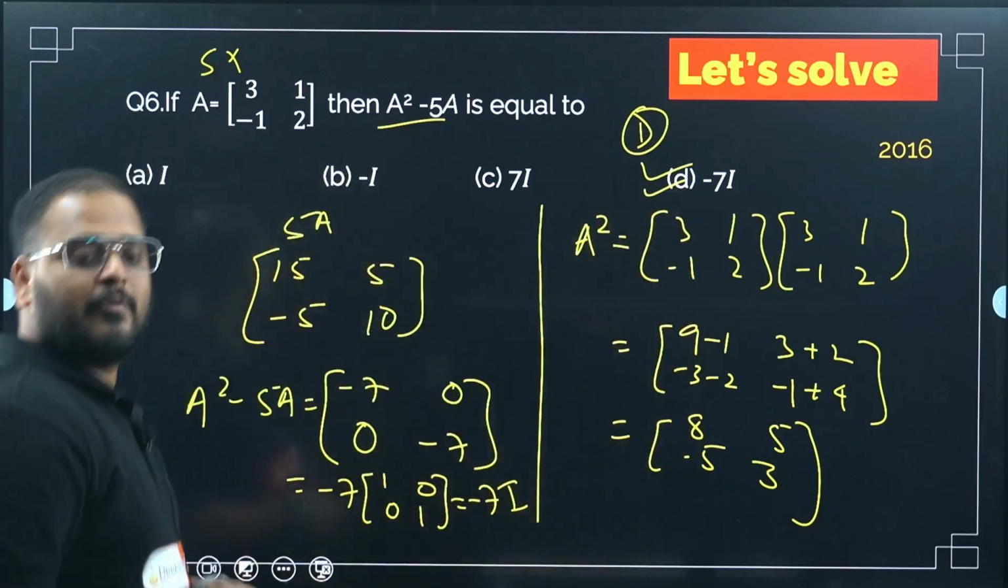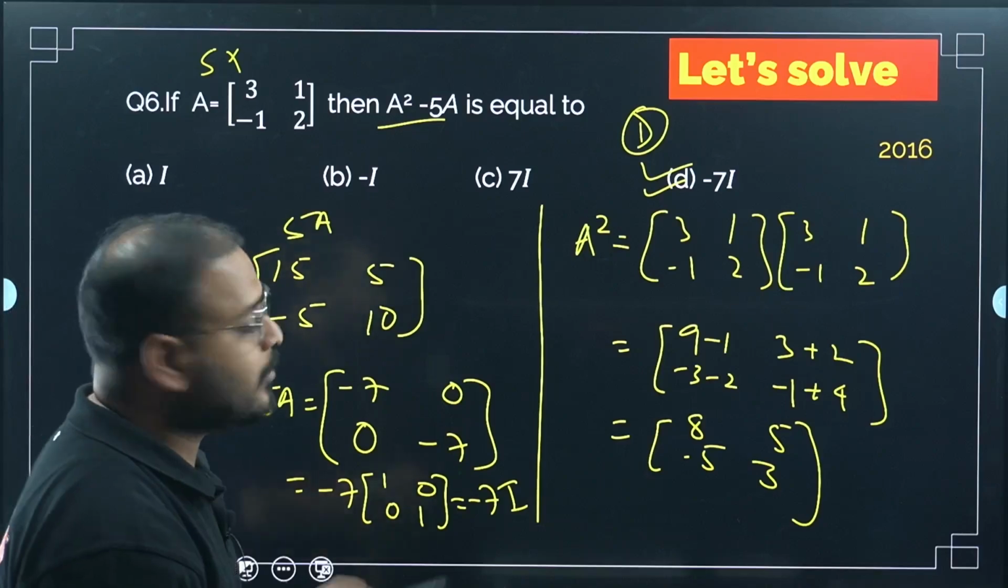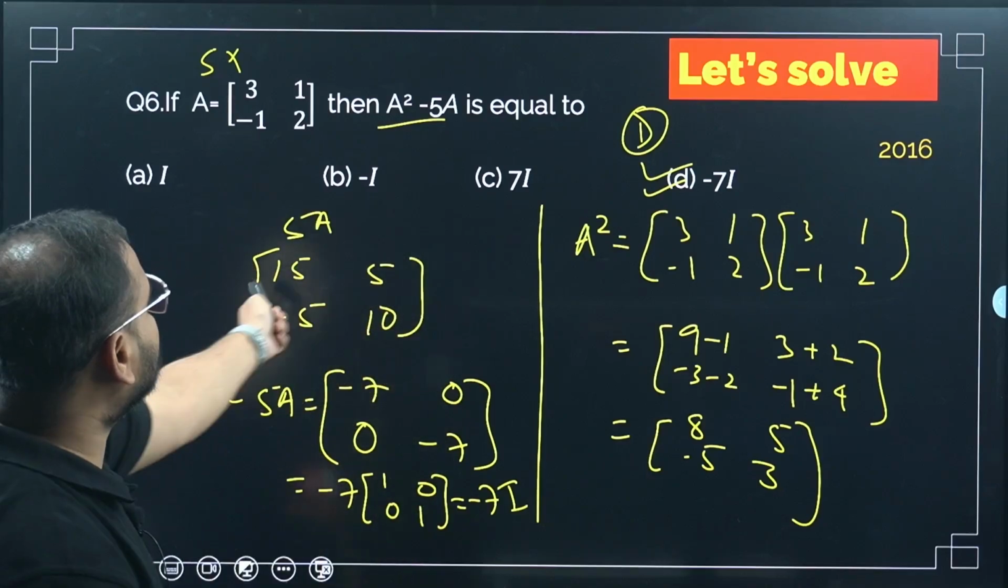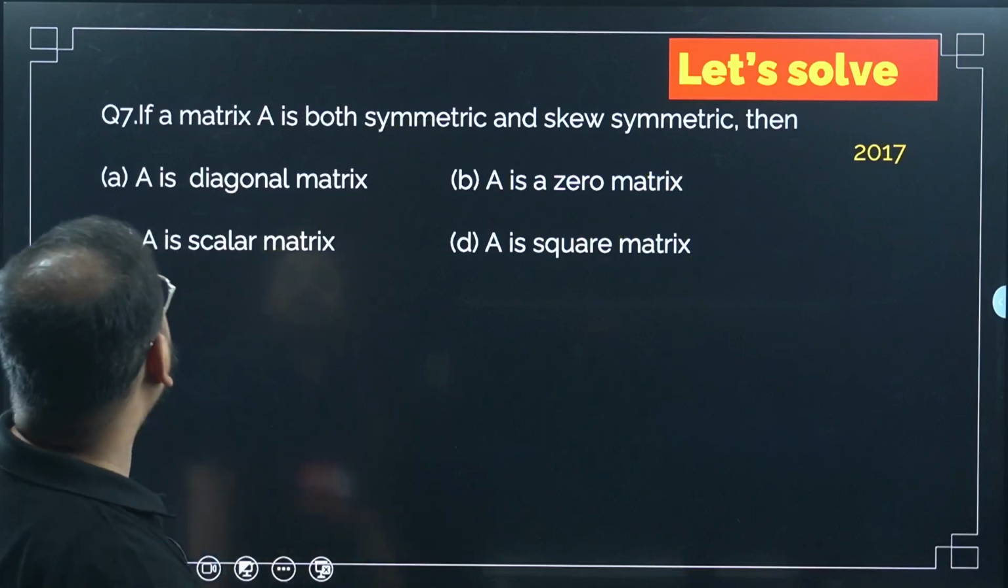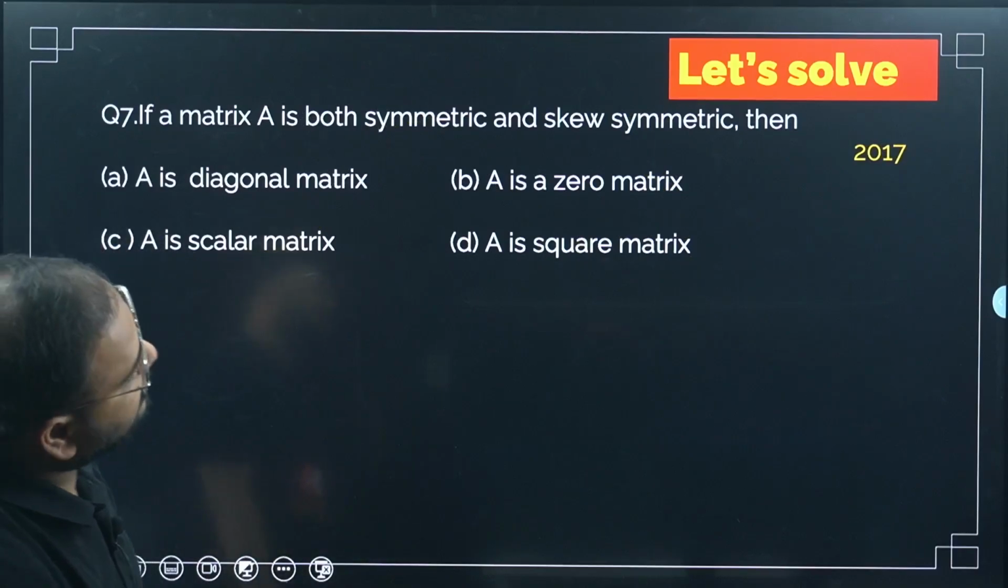Simple question. Very simple question. Please check all the steps. How this is clear. Okay. Let's do the multiplication and the scalar multiplication here and get your result. Okay. Moving on. If A is both symmetric and skew symmetric.